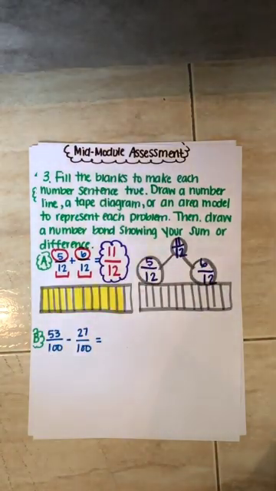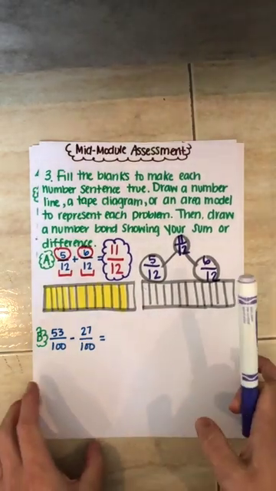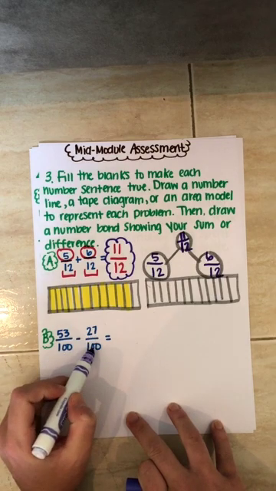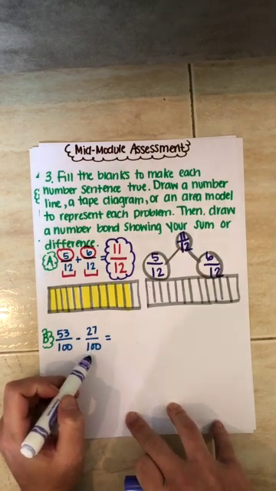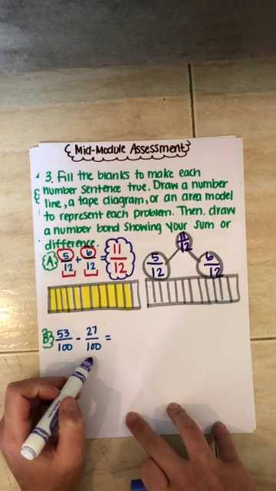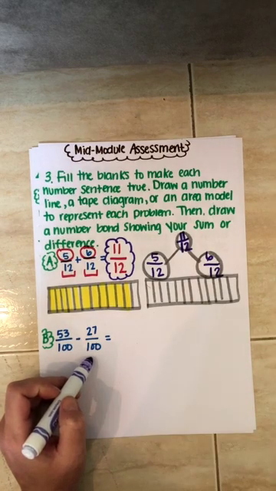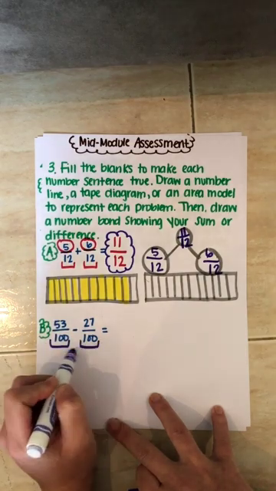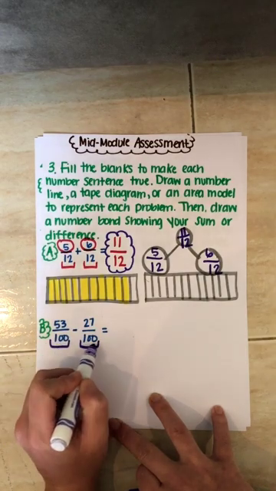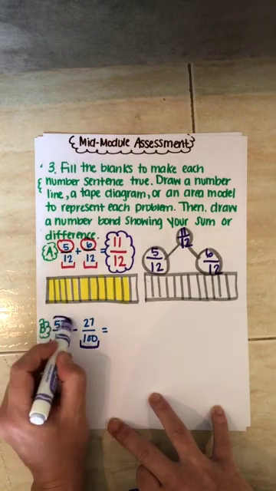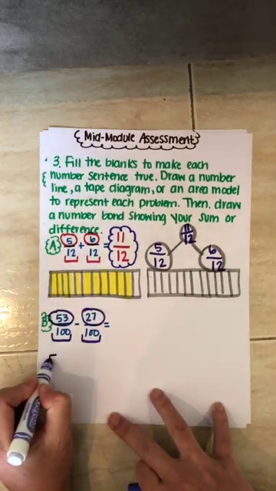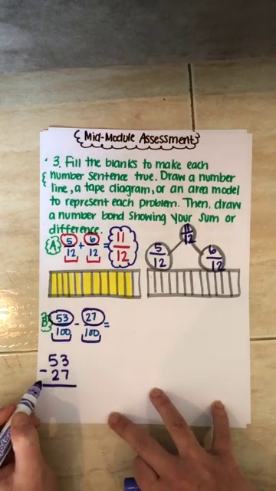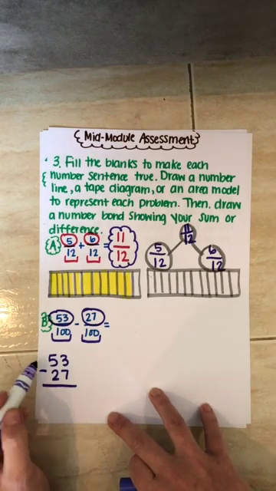Now, for B, we have to subtract. We are going to subtract 53 hundredths minus 27 hundredths. I am not going to draw any kind of model with 100 different pieces in it because that would take me a really, really long time. So I know that I can go ahead and subtract because both of my units are the same. I have common denominators. So I'm going to go ahead and subtract 53 minus 27. For me, that's easier. If you drew a model or did it a different way, that's always okay.